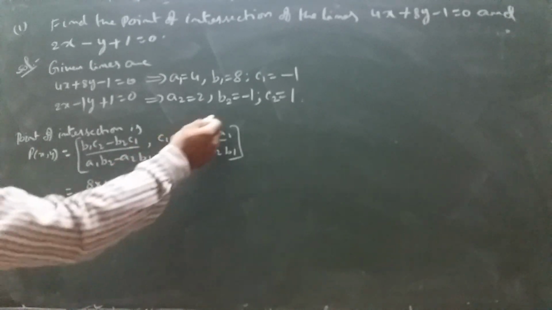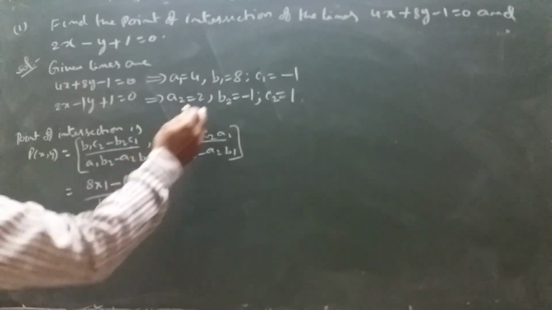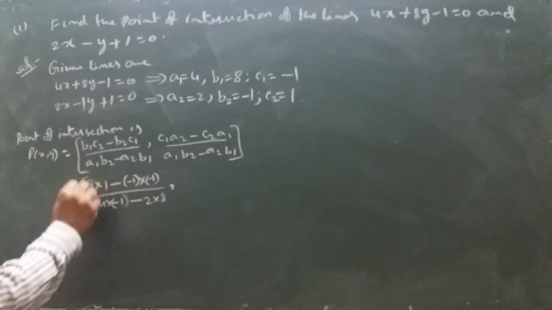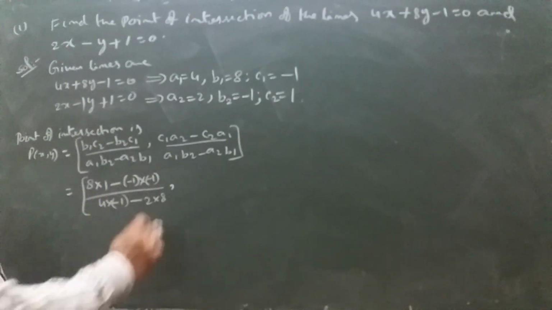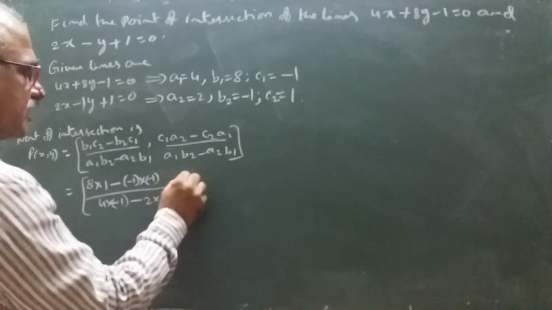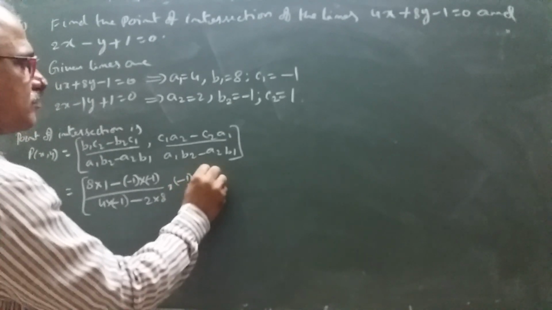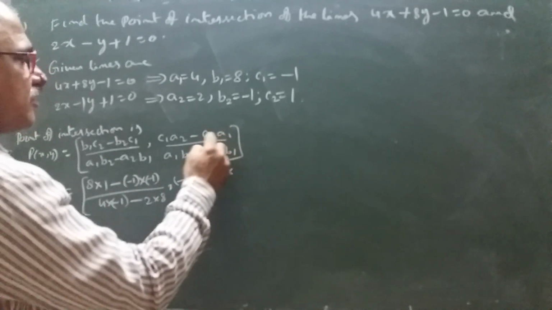Minus of a2. What is a2? 2 into b1. b1 means 8. This is the simplification for the x coordinate. And c1 a2: c1 means minus 1 into a2, that is 2. Minus c2 is 1 into a1, means 2.